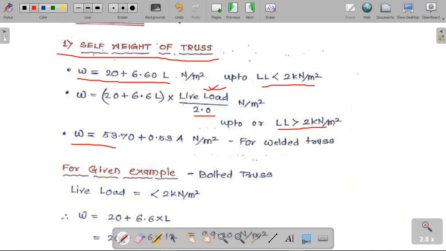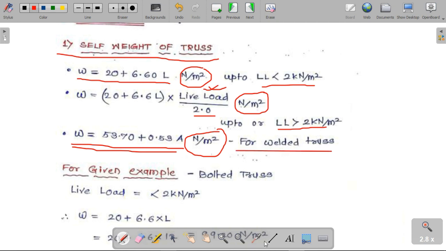And if the truss is a welded truss, then we have to refer to this particular formula, which is 53.7 plus 0.53 A, and this is Newton per meter square. This is Newton per meter square. So keep the units properly, because later on we are going to multiply this with the area. So this is for the welded truss.